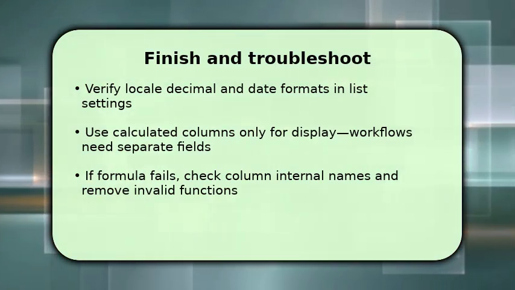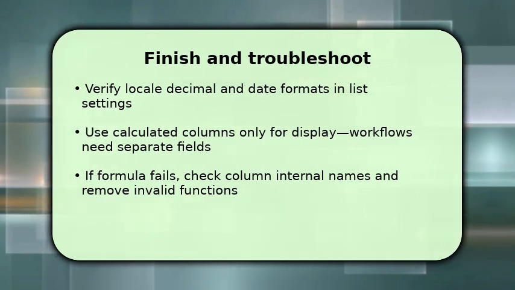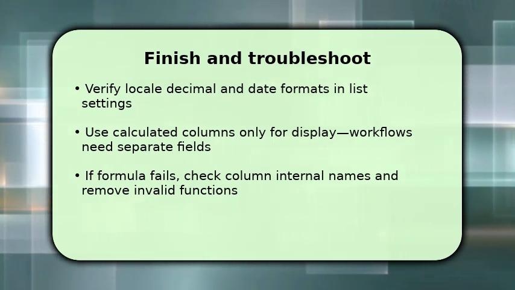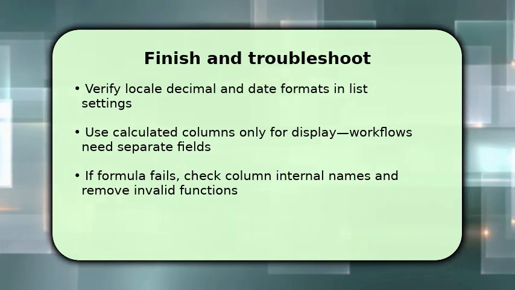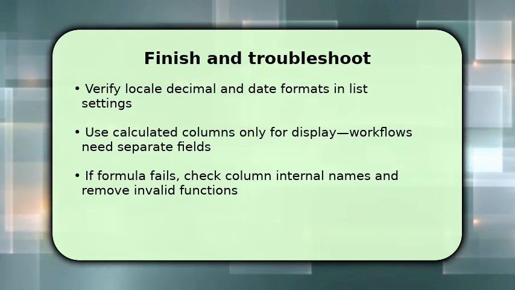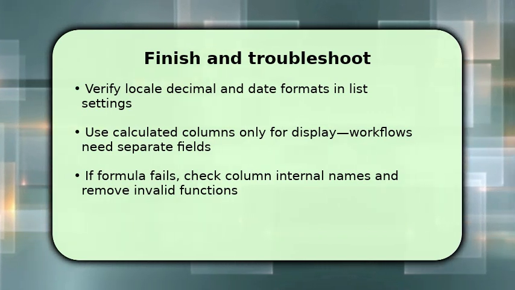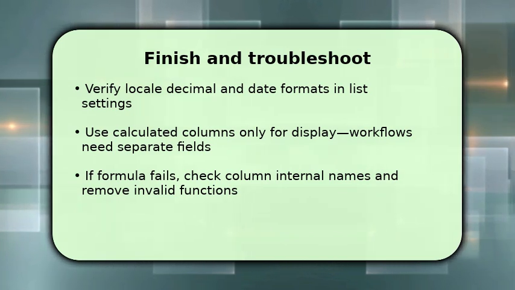If you rely on flows or workflows, copy calculated results into a real column using Power Automate because calculated columns are read-only to automations. Make sure list locale matches formula expectations for decimals and dates. If things go wrong, check internal column names, remove unsupported functions, like TODAY and persisted calculated fields, and simplify the formula until it computes.